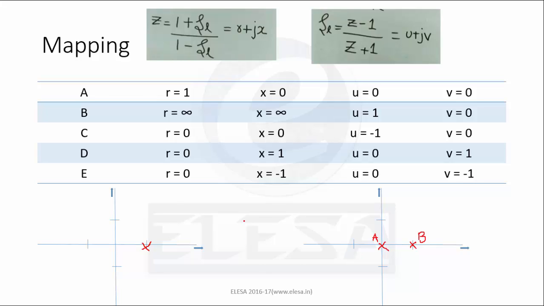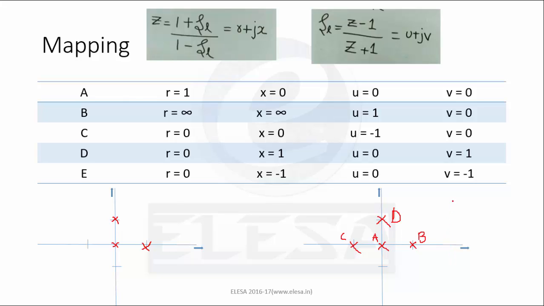Then we have point C, r is equal to 0 and x equal to 0. That is this point. Correspondingly, we get u is equal to -1 and v is equal to 0. So this is point C. Then we have point D, r is equal to 0 and x is equal to 1. So we get this point here in the impedance domain, and correspondingly in the reflection coefficient domain we get u is equal to 0 and v is equal to 1. This is point D.